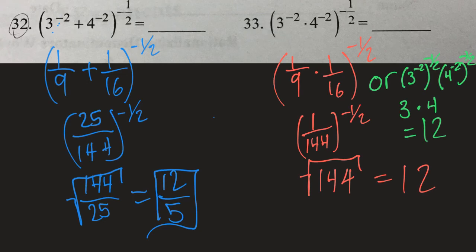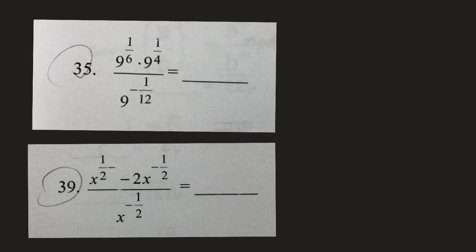So if we distribute that negative 1/2 to both terms, what we get is the negative 2's that were in the exponents cancel out with the 1/2, giving us just 3 times 4, and 3 times 4 is 12. So there are a couple different paths that you can go with these. Now, here's a couple more to try out, and then I'll show you the answers.